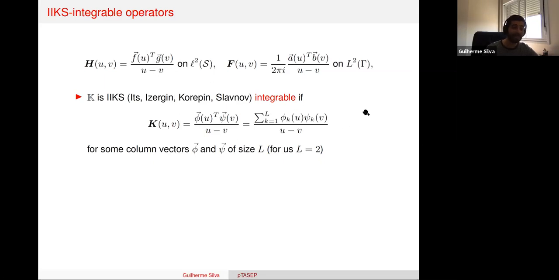Okay, why do we care about that? Well, it's a nice structure. Once you find a nice structure, you might try to find nice results that hold for this structure.